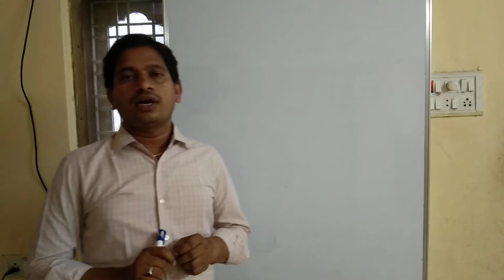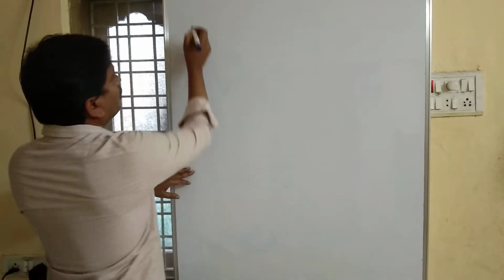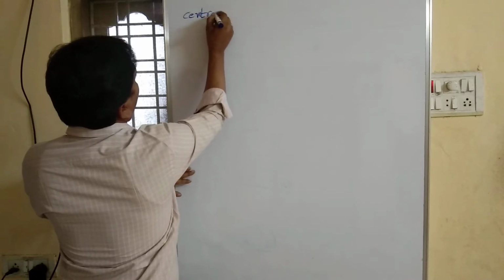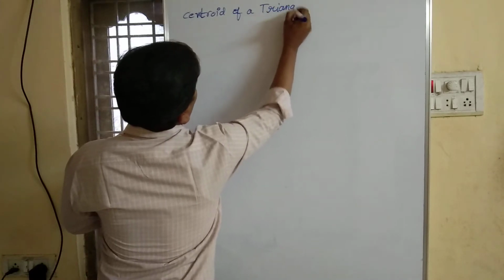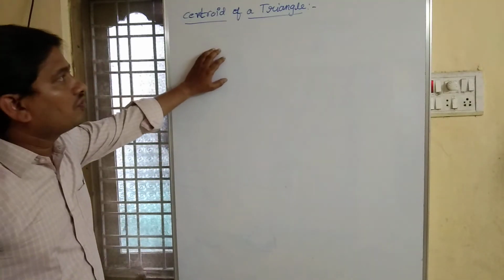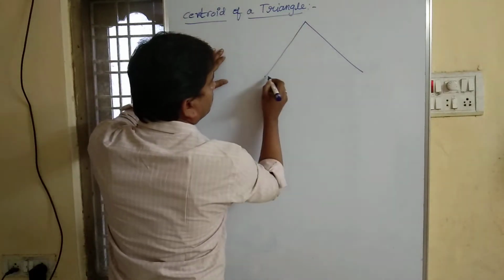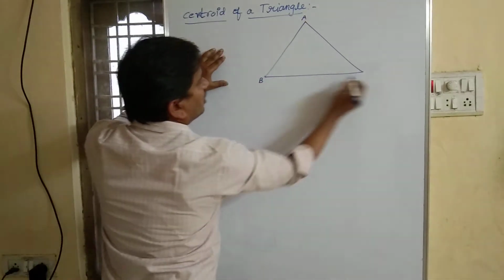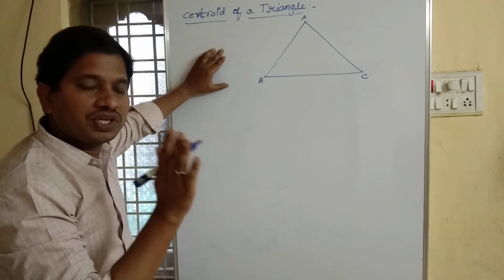I am Naveen, the mathematics mentor, and today we will discuss what we mean by the centroid of a triangle. Children, what do you mean by centroid? This is a triangle ABC. A triangle is a closed figure made up of three line segments.